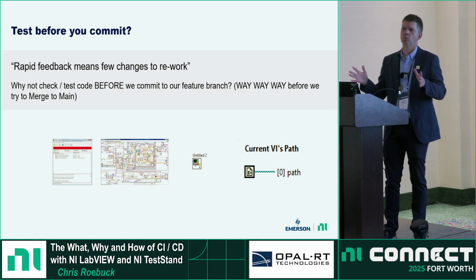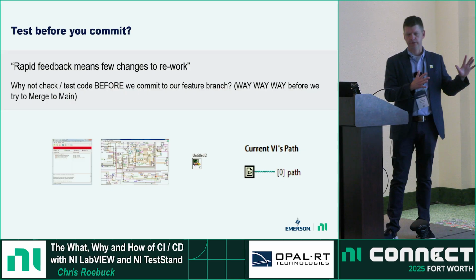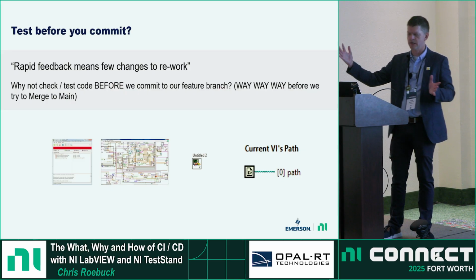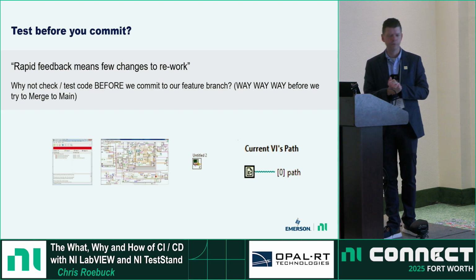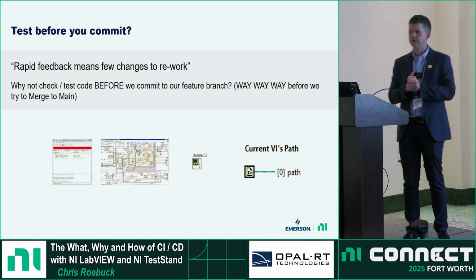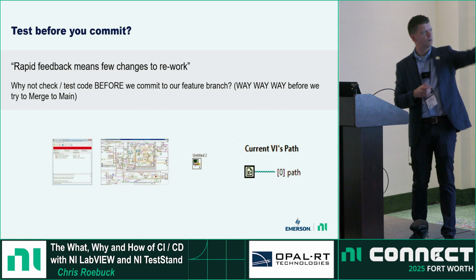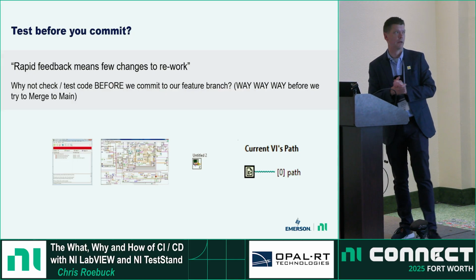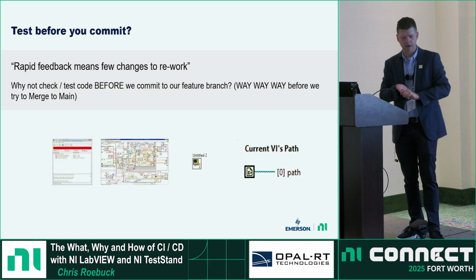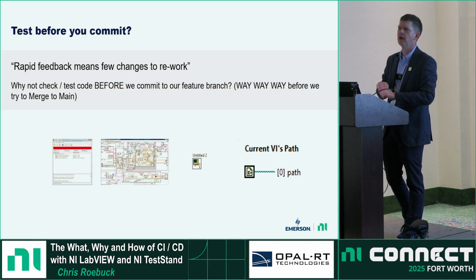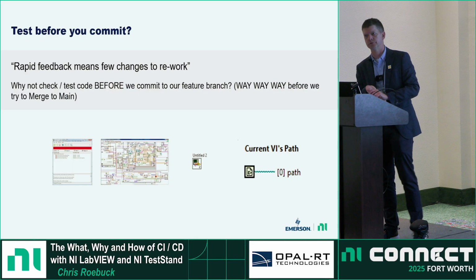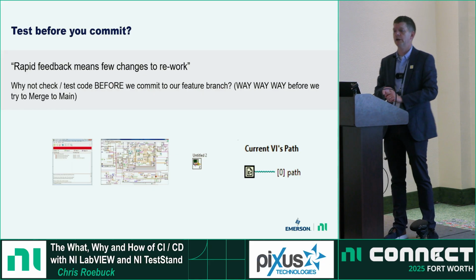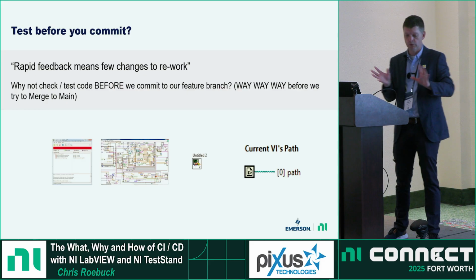Now, you're not going to want to test everything because every single commit then is going to result in huge VI analyzer tests that take some time. But you could absolutely check some basic things. We could check that we're not using current VI's path when wired to a build path function. We could check that we don't have VIs that we're trying to commit that are still called untitled 2 or have the default VI icon. We could check that.